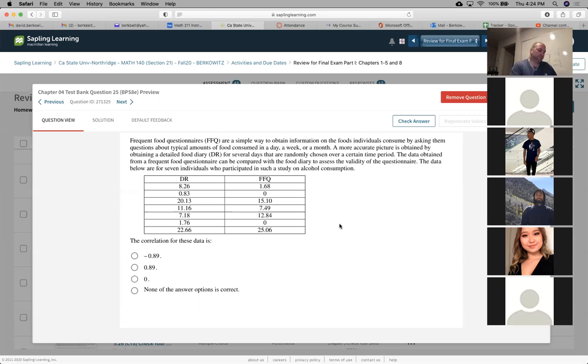Well, this is a calculator problem. You don't do this by hand. You go to your calculator, you go to stat, you go to edit, you clear the first and second columns, you do 8.26, you do 0.83, you do 20.13, you do 11.16, you do 7.18, you do 1.76 and 22.66, and then you do 1.68, you do 0, you do 15.1, you do 7.49, 12.84, 0, and 25.06. Then you go back to stat and you go to calc, you go to two var stats.